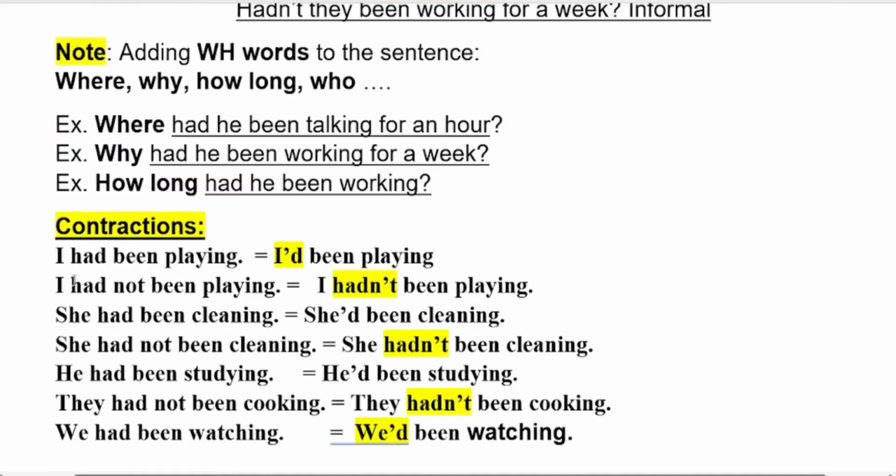The next part, contraction. بچه‌ها مخففات. For example, I had been playing. I'd been playing. I had not been playing. I hadn't been playing, right? She had been cleaning. She had not been cleaning. She hadn't been cleaning, right? He had been studying. They had not been cooking. They hadn't been cooking. We had been watching. This is all the contraction forms.